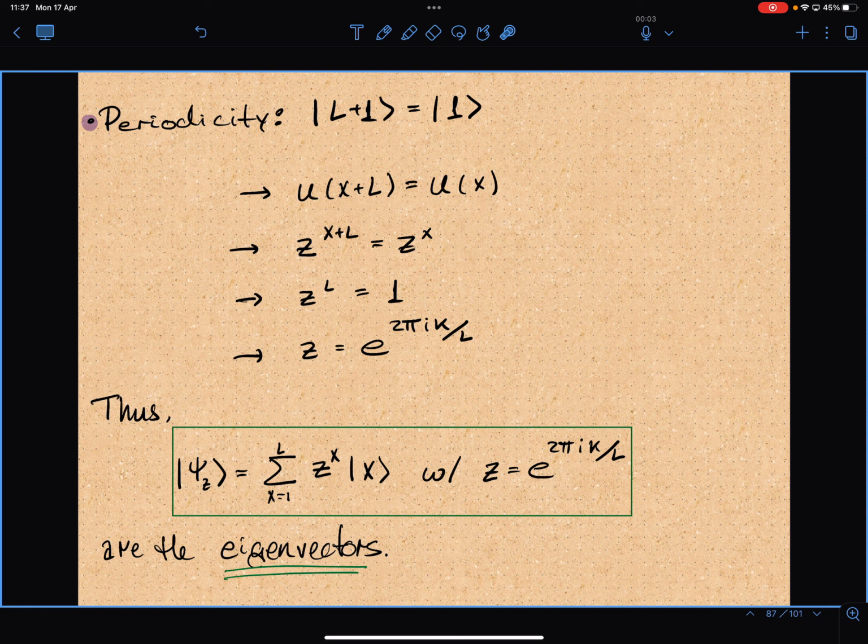L, yeah. So this is giving me L eigenvectors. What's the dimension of the matrix? L. How many more eigenvectors do I need to find? L minus L, 0. So these are all the eigenvectors.